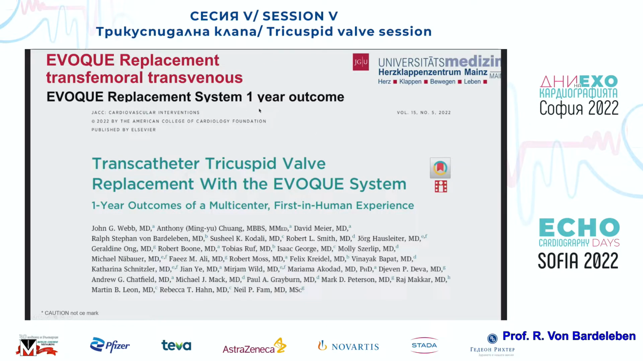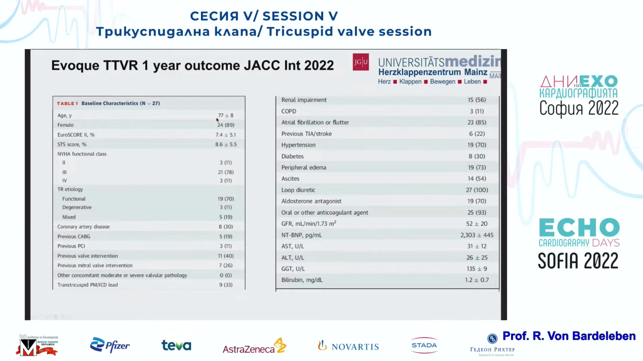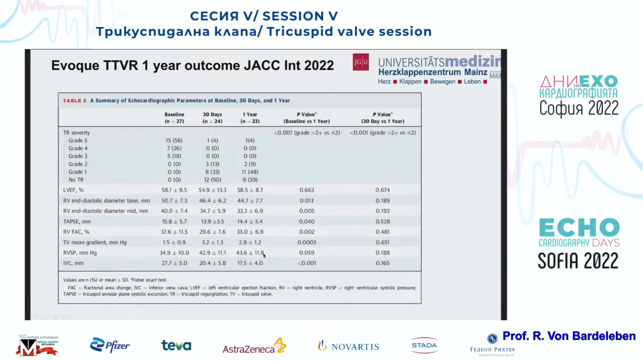So I can now report to you, and this has been published a month ago, the 1-year outcomes in interventional replacement. You see almost 80-year-old patients, high EuroSCORE and STS score of 8.6, so inoperable patients. You see hypertension, you see loop diuretics in all patients. Leads in 33% of all cases had ICDs or pacemaker leads.